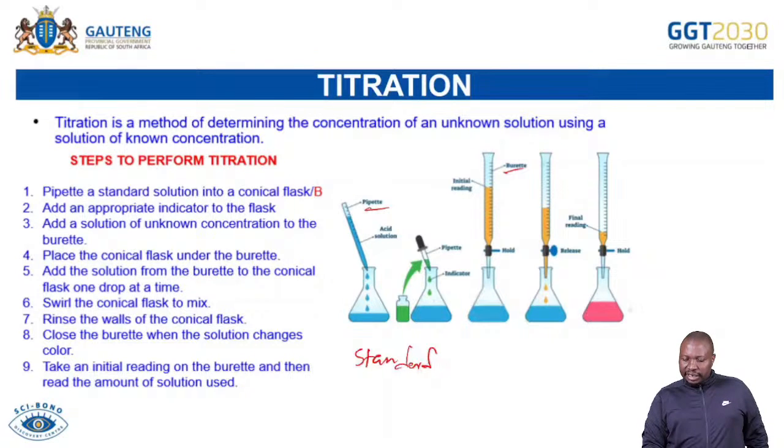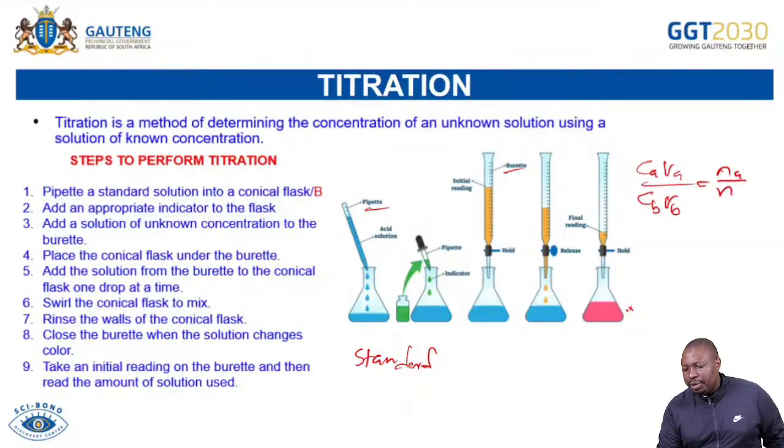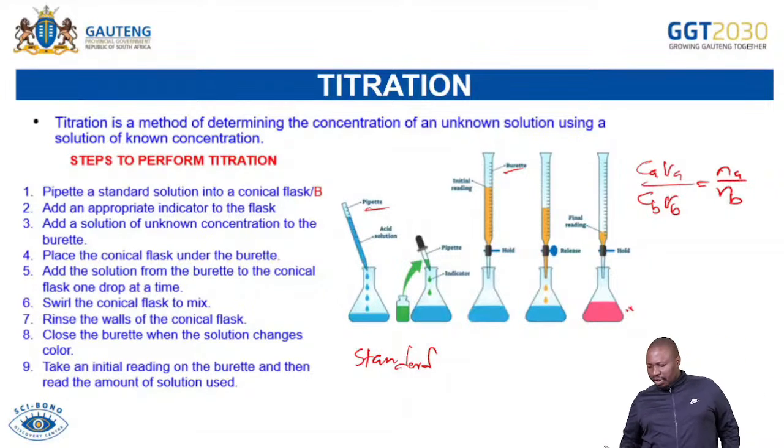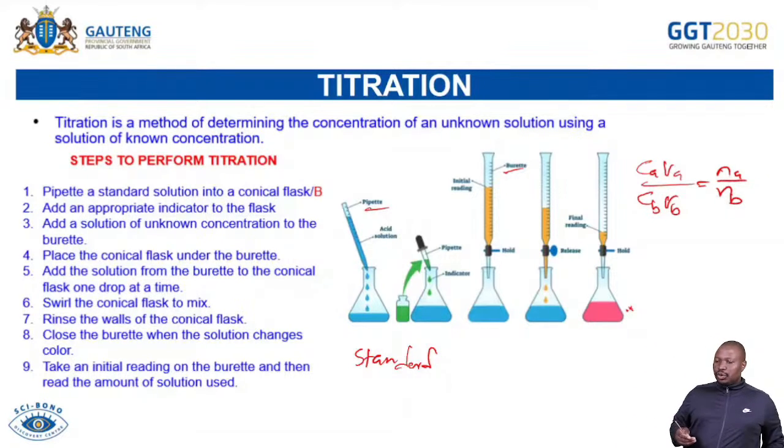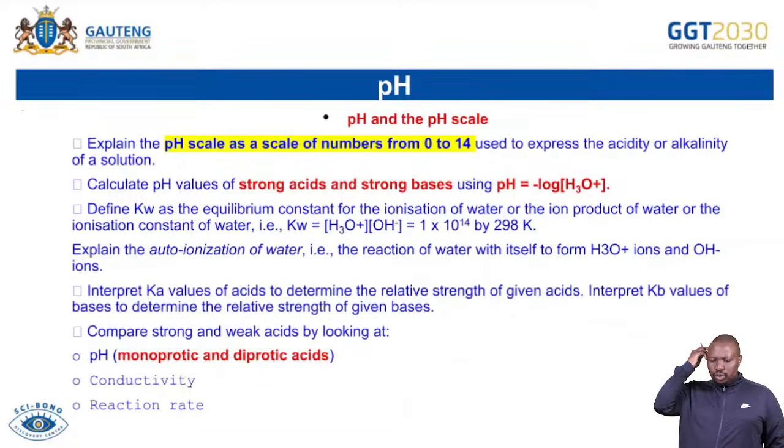When the indicator changes color, you know that we have reached the equivalence point, which means all the acid has reacted with the base. And the formula that we use is CaVa over CbVb equals Na over Nb. So that is the formula that you will utilize for that type of equation, and you are able to get your marks. And ensure that you substitute as you use this question.